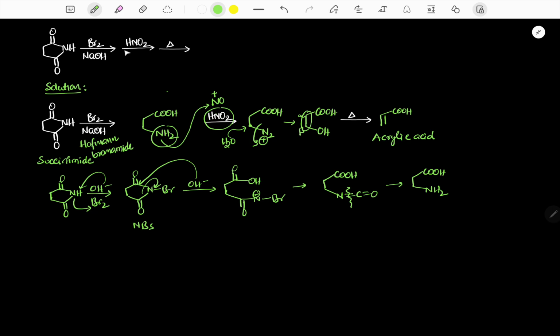The first reaction is the Hofmann bromamide reaction. The second reaction is amine reaction with HNO2, which gives the corresponding alcohol. The third reaction is the heating effect of beta hydroxy acid.